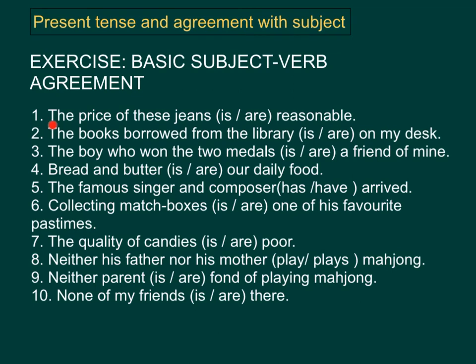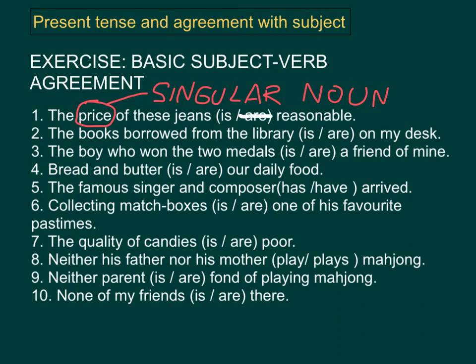Number 1. The price of these jeans, reasonable. Remember, we want to first find the subject of this sentence. In this case, we are describing the price of the jeans that are reasonable. Therefore, the price is the subject. We also know that price is a singular noun. Therefore, we should use is. The price of these jeans is reasonable.